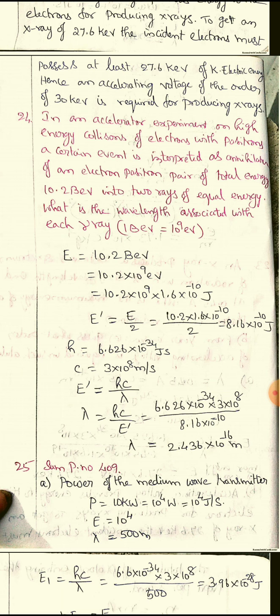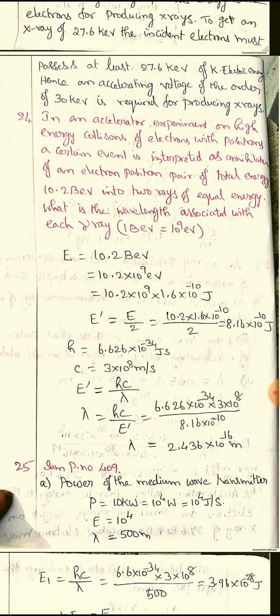If you want to find lambda, bring this lambda to the left hand side, and E dash downwards. Lambda is equal to hc divided by E dash, which is equal to 6.626 into 10 to the power of minus 34 into 3 into 10 to the power of 8 divided by 8.16. Substituting the values of hc and E dash, you will get lambda is equal to 2.436 into 10 to the power of minus 16 meter. So this is the wavelength associated with the gamma ray.